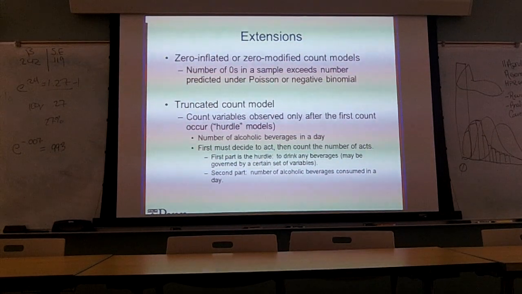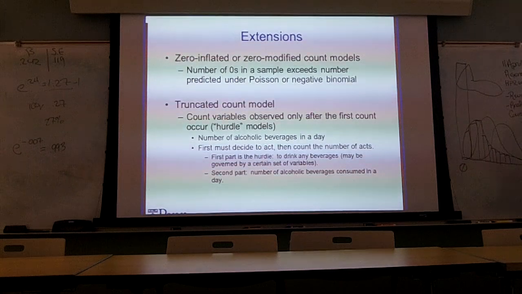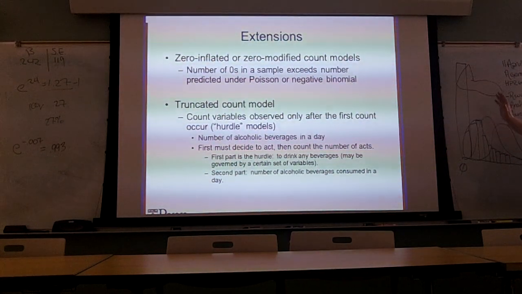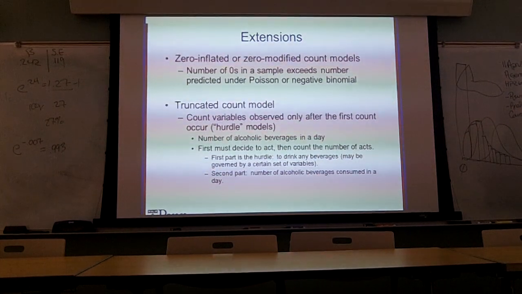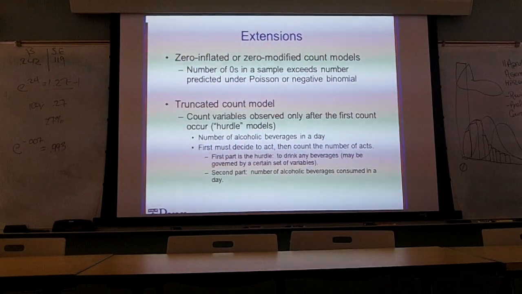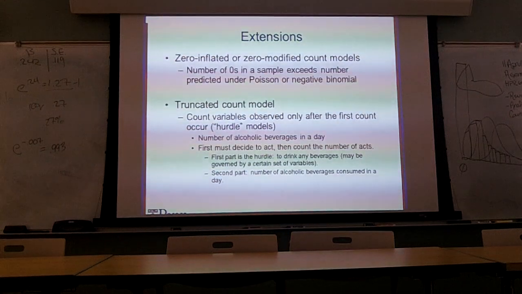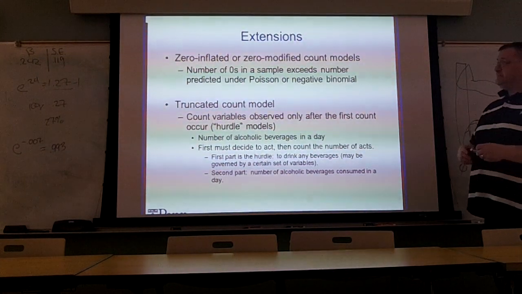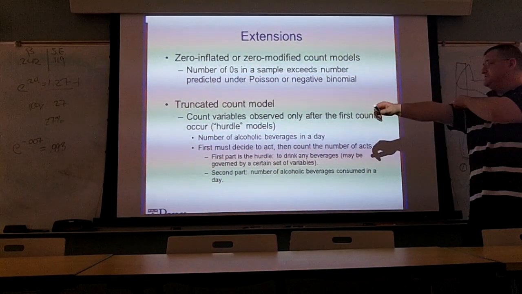Okay, there are extensions to these models. What I want to talk about here quickly, because we're out of time again, is that if we see this case where there's a ton of zeros, we can have what are called zero-inflated models. So there are things called zero-inflated Poisson or ZIP models, or zero-inflated negative binomial models. We can also have what are called hurdle models.